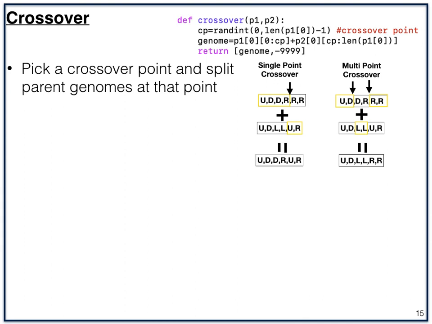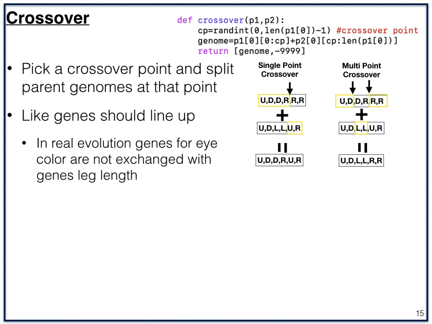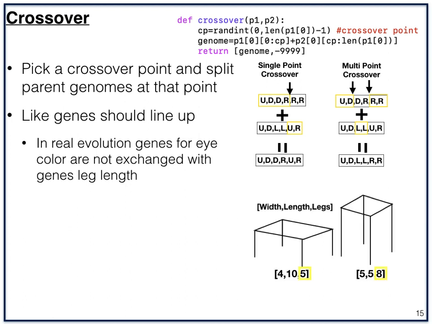One very important part of crossover is that you need like genes to line up together. In real evolution, you want the genes for eye color to line up with the genes for eye color. You wouldn't exchange the gene for eye color with the genes for leg length. Looking at the example of table dimensions, when we do crossover with these two different genomes, we're going to exchange the genes for leg lengths together and not mix them up with the genes for the table.